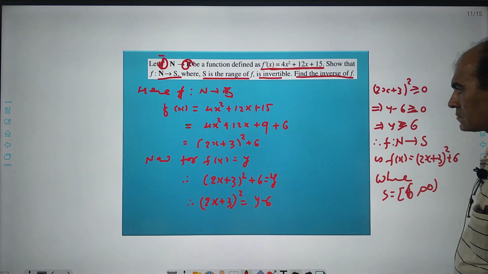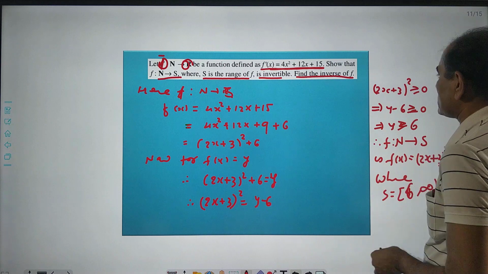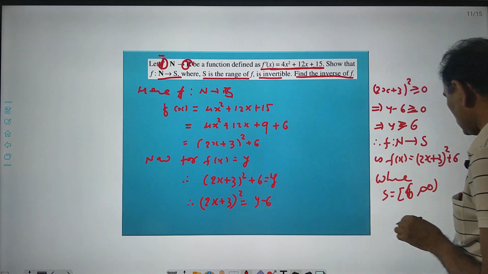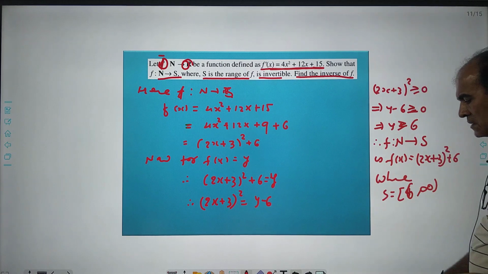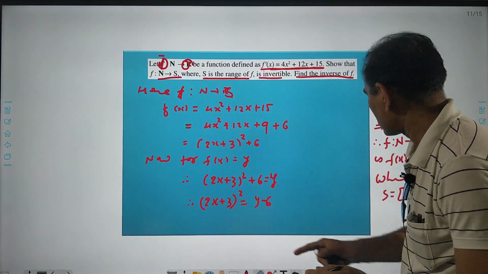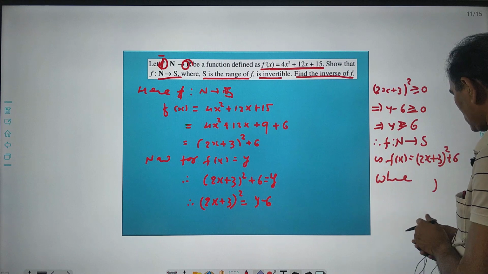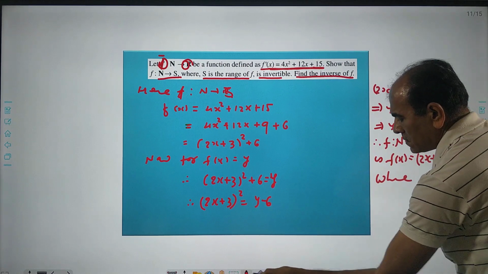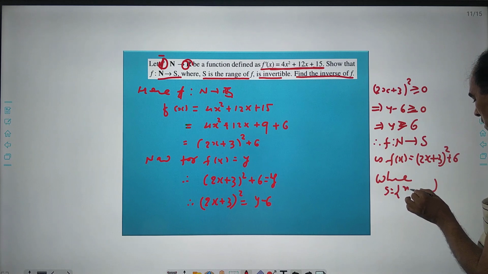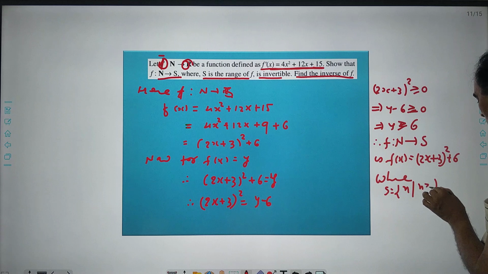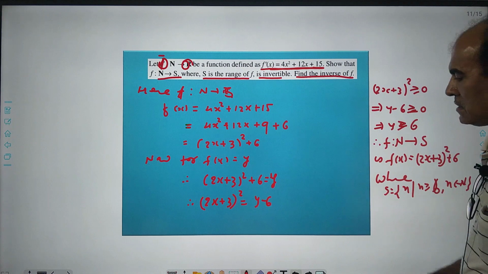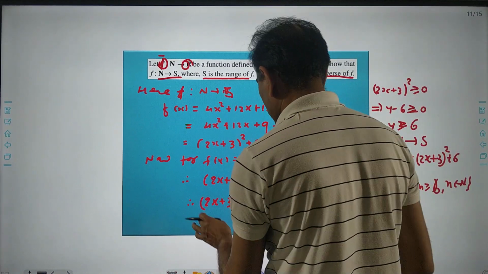Clear? Now see, if we take positive integers, N is integers, then if we substitute here, we get integers only. So here in place of this thing, we can write S is equal to n greater than or equal to 6 and belongs to N. See, clear? Yes. Now let us see.